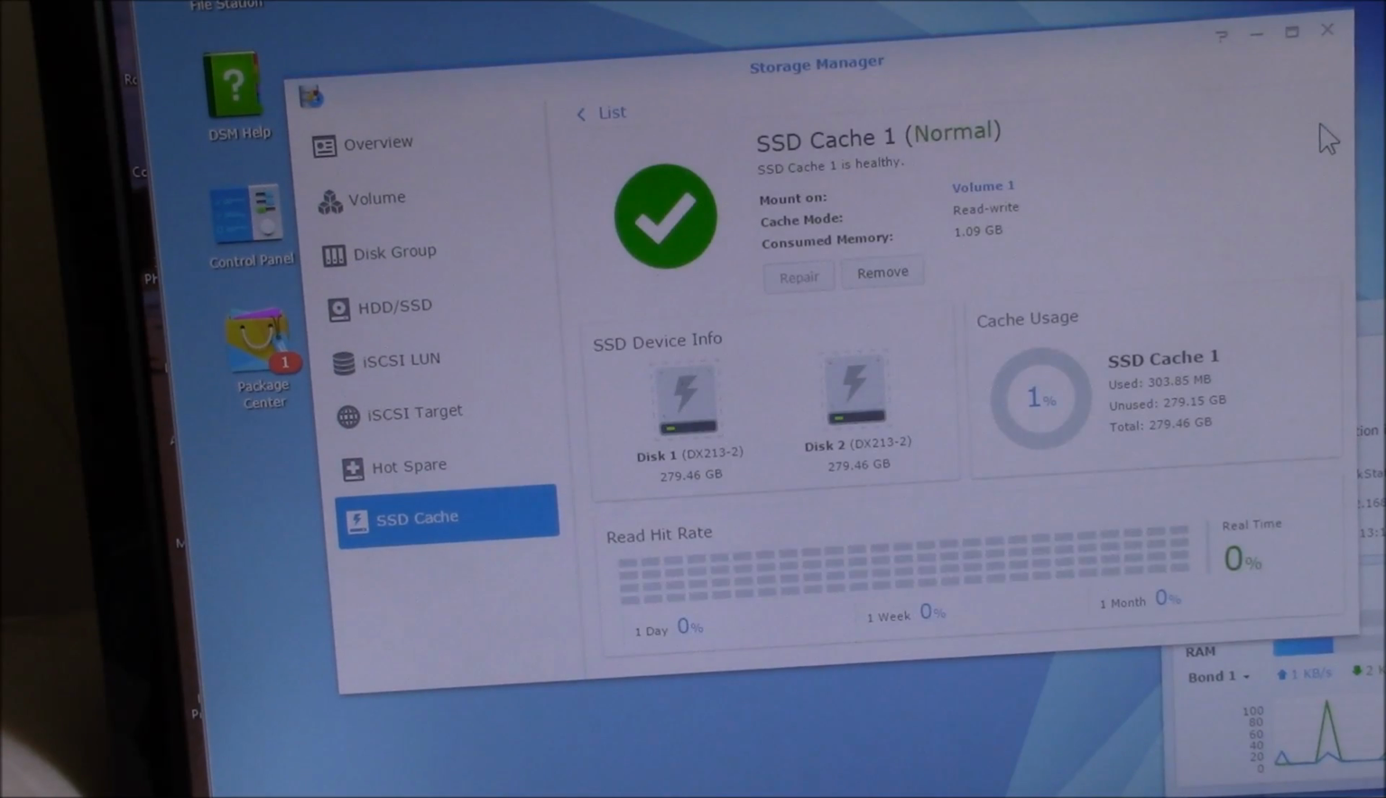So let's see what this says here. Cache mount, cache 1 normal, healthy, mounted volume 1, read write. I used up 1.09 gigabytes, so I think that's all it'll let me use, about a quarter. So I've actually used a little more than a quarter. There's my two drives. I've only used 1%. Of course, it just started up. So maybe I'll take a look at this later today or tomorrow and see what kind of hit rate, because right now we're getting nothing.